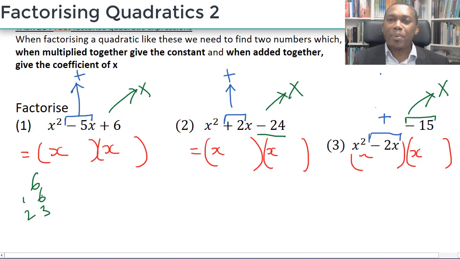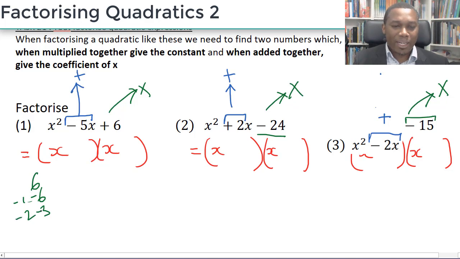And then you need to remember your rules for negative numbers. If I want a positive number, then both signs have to be negative. A negative times a negative gives you a positive. So if I had minus 1 and minus 6, when I multiply them, I will get 6. But when I add them, minus 1 plus minus 6, I won't get minus 5.